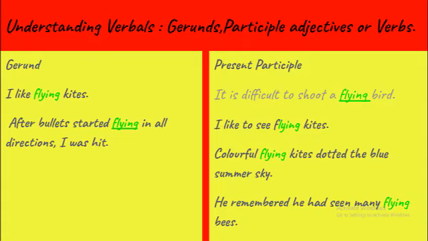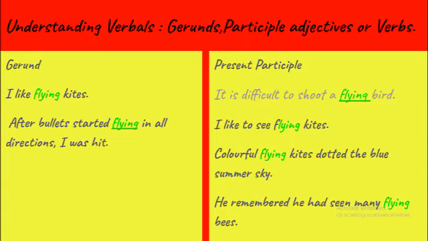In the case of flying, we have "I like flying kites." When we have "I like flying kites", this is something you like, and flying has been used as an object of the transitive verb. And when you say "After bullets started flying in all directions", here flying is part of an absolute phrase, and it has been used as a gerund phrase, as it is carrying a preposition at the beginning of our sentence as well.